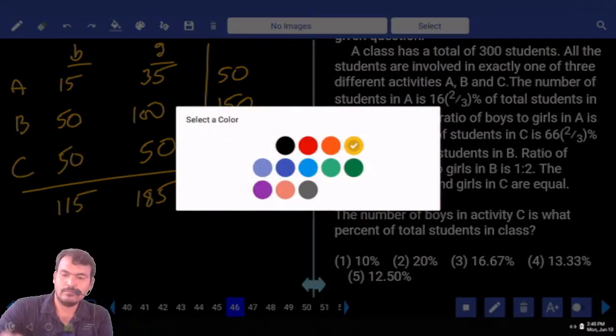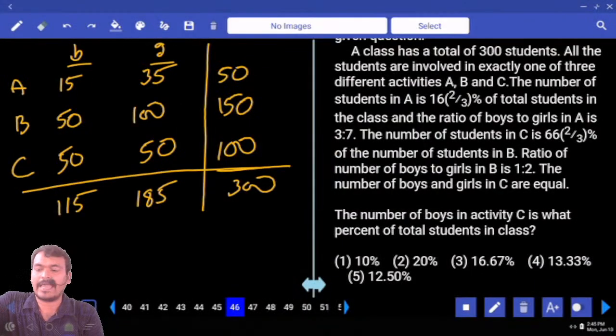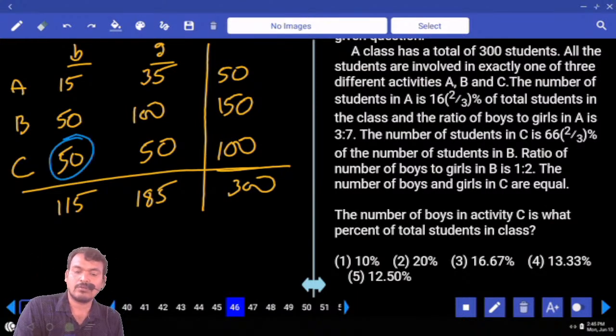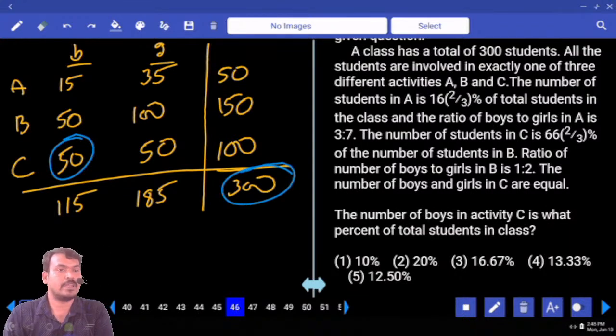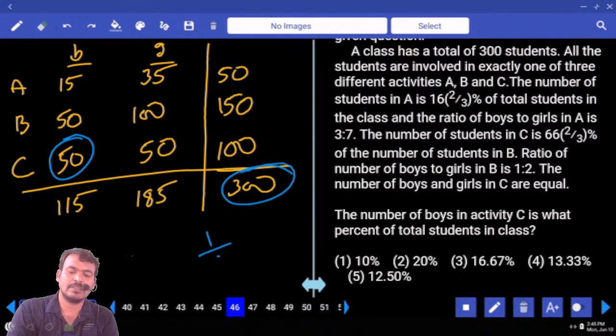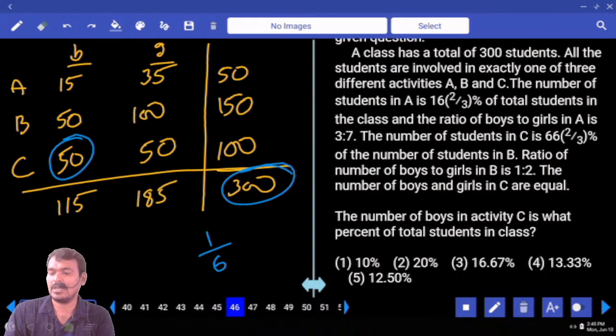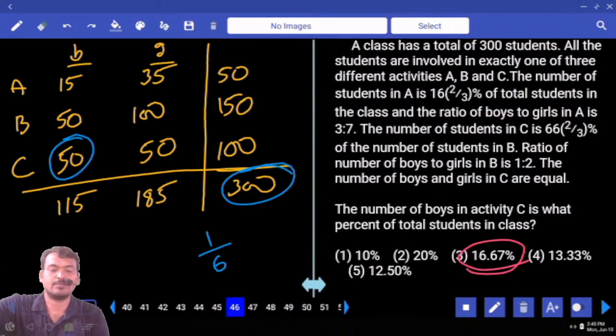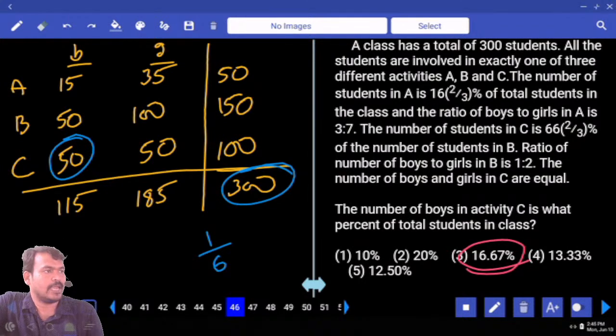What is the first question? The number of boys in activity C is what percentage of the total students in the class? Activity C boys: 50 members. The total students: 300. 50 out of 300 is 1/6. 1/6 as a percentage is 16 2/3%, or 16.67%. Which option? The third option. Actually, 50 is what percent of 300? 50 by 300 is 1/6.